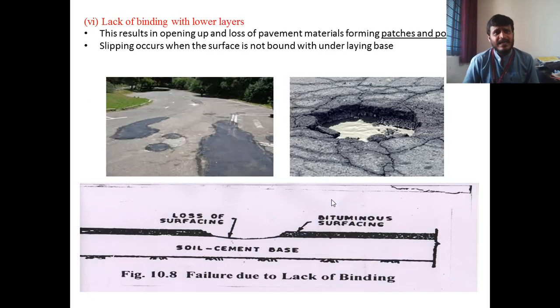Next, we have lack of binding with the lower layers. As I said, the bituminous material is a hydrophobic material. Okay, so it really doesn't like water at all. So lack of binding with the lower layers means this results in opening up and loss of pavement materials, forming patches and potholes. Slipping occurs when the surface is not bound with the underlying base.